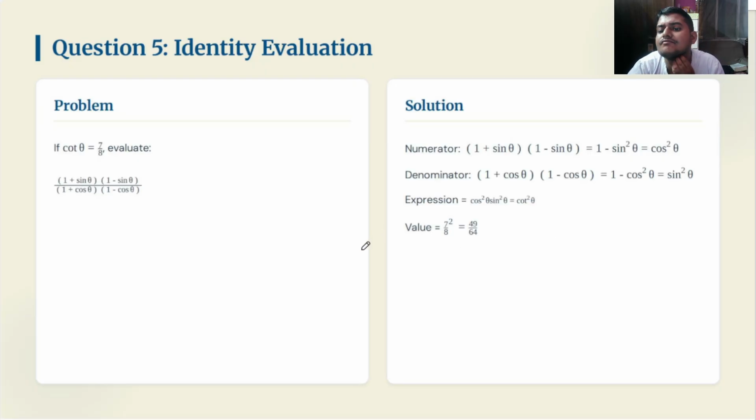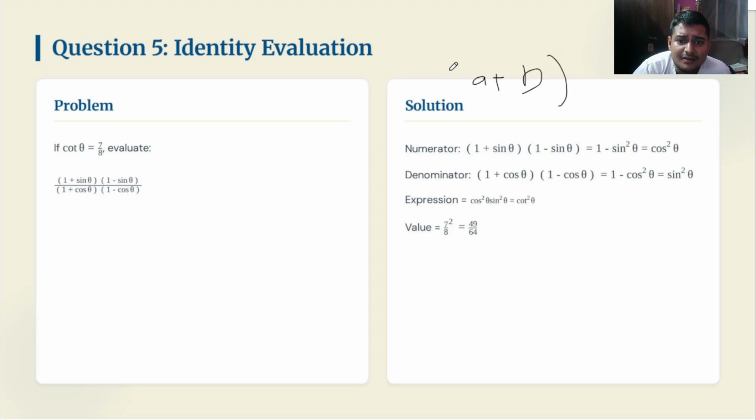Now, to evaluate this question, cot theta is given as 7 by 8. I have to find the value of (1 plus sin theta) into (1 minus sin theta) divided by (1 plus cos theta) into (1 minus cos theta). For the numerator, if I multiply both, this is A plus B and A minus B.